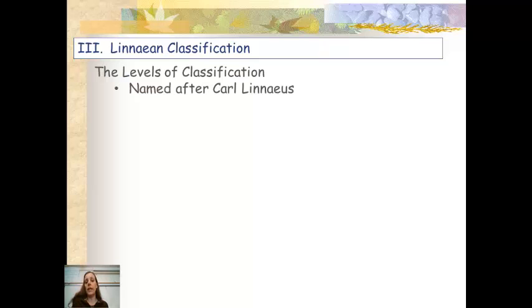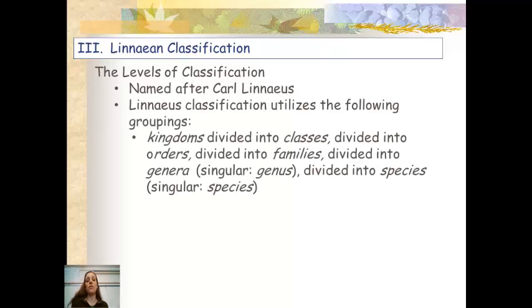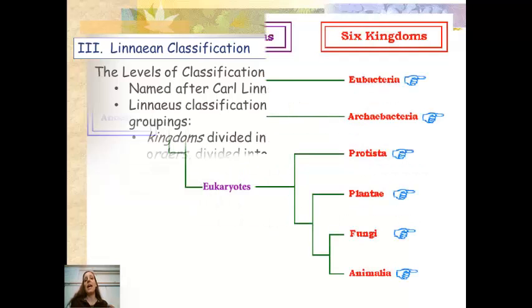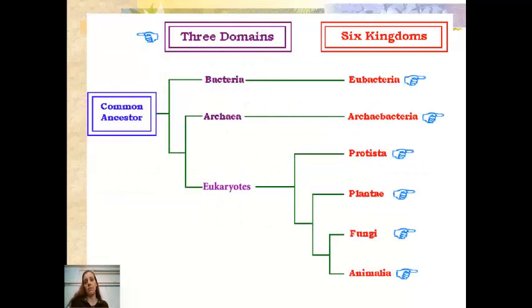One type of classification system is called the Linnaean classification system. It is named after Carl Linnaeus. Linnaean classification uses the following groups: kingdoms, which are divided into classes, which are divided into orders, which are divided into families, which is divided into genus, which is divided into species. This is a rank-based system, meaning that it starts very small and gets bigger and bigger and bigger. It takes into account only structural differences, so it takes into account only physical differences and not DNA differences.